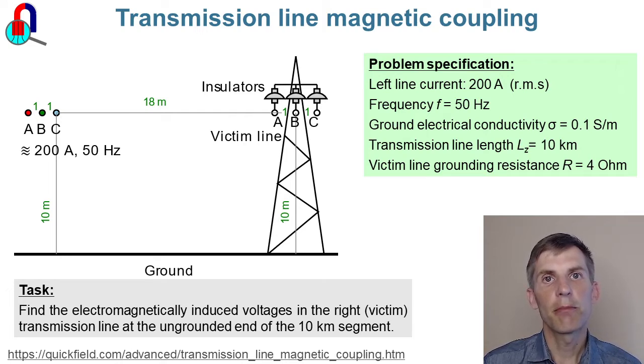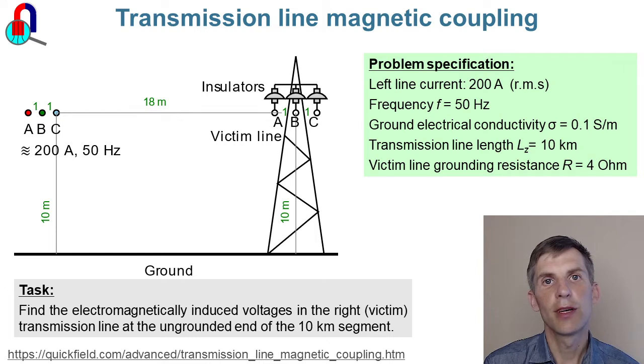The lines are made of aluminum conductors separated by 1 meter clearance. Conductors are placed 18 meters above the ground surface. And our task is to calculate the induced voltage on the open circuit of the second transmission line.